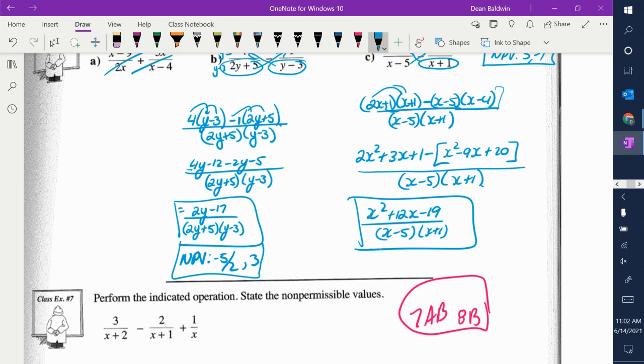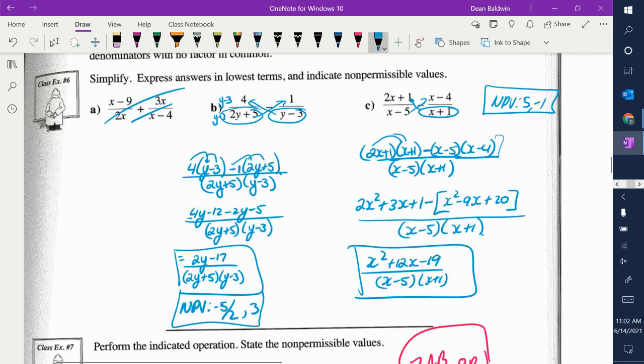Are there any questions about that? Put the bottoms together and cross multiply them up. And then collect all your like terms on the top, leave the bottom alone, write your NPVs.